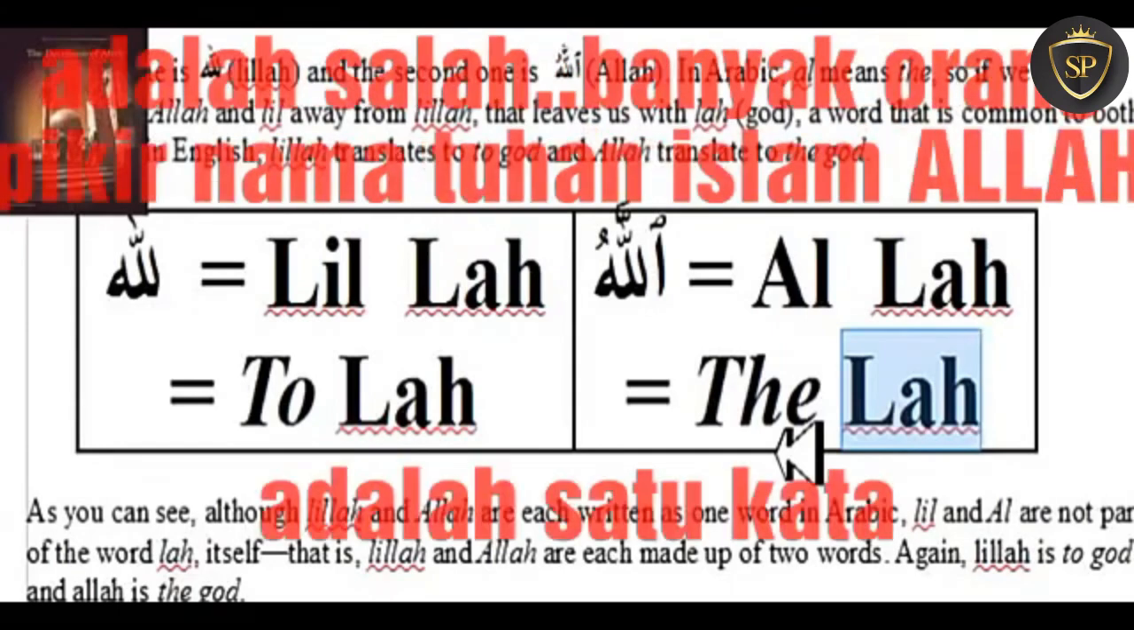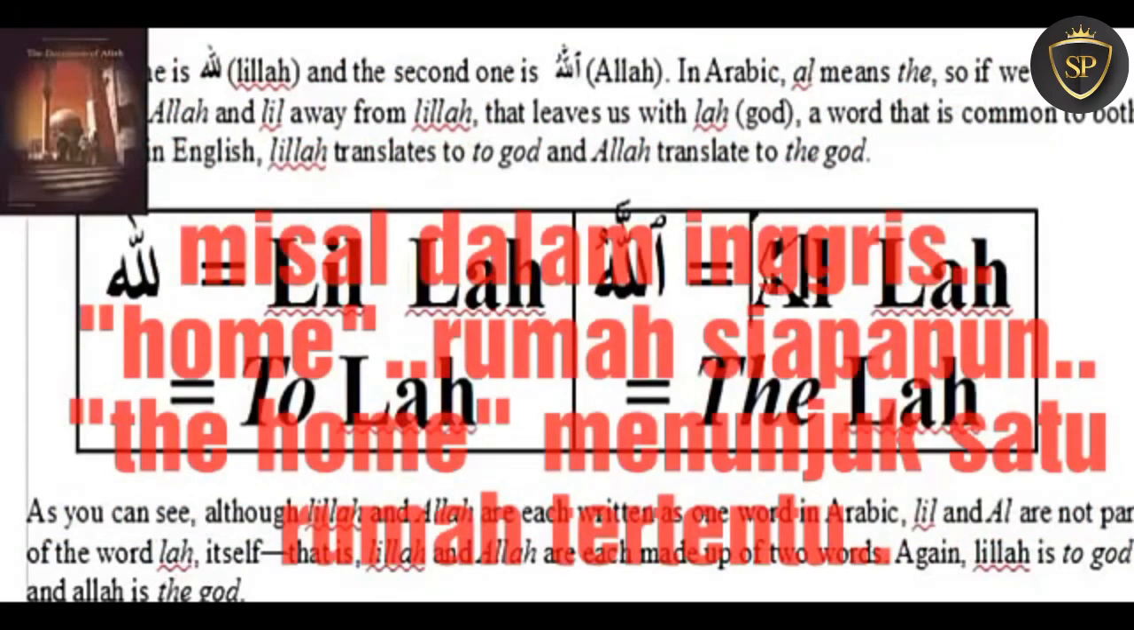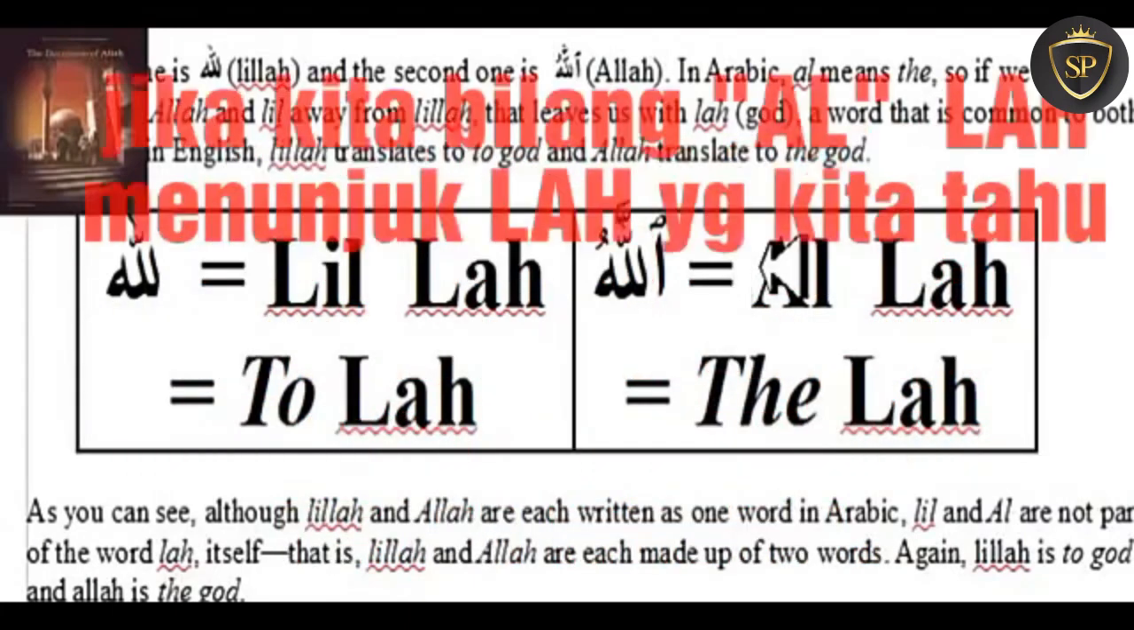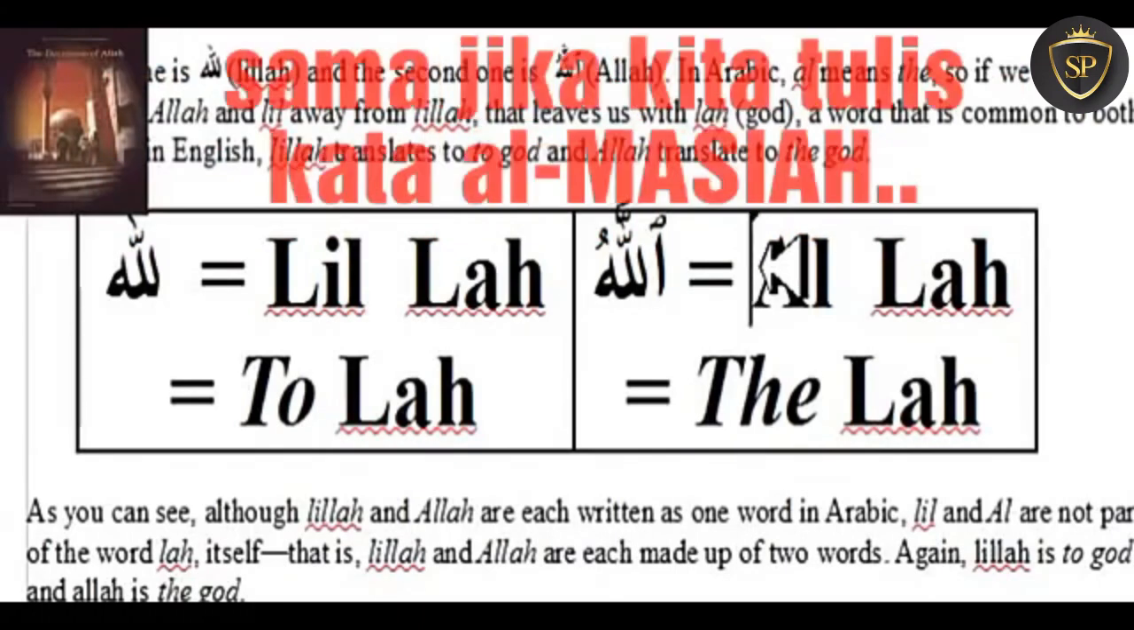So mistakenly, people think that the name of the God of Islam is Allah, one word. It's not. The AL in here is added because it's about something unique. As an example, in English you say home, it's any home. But when you say the home, you mean a specific home, right? In Arabic, it's the same. So when we say Allah, we are talking about the known one for us, a specific one.